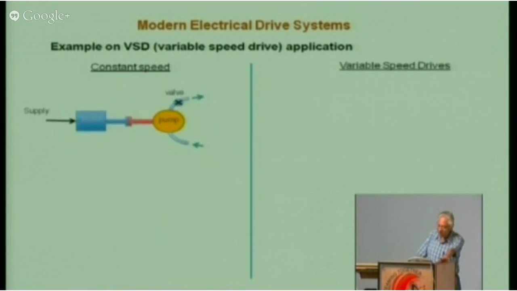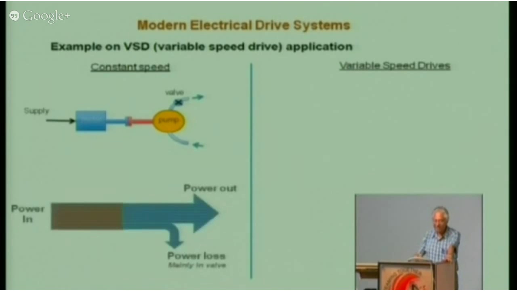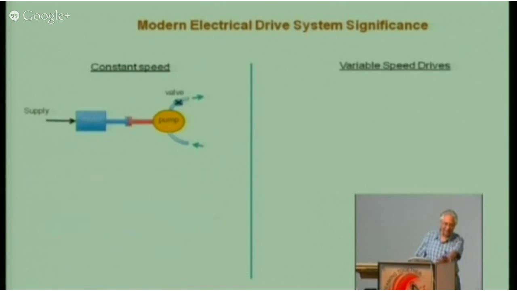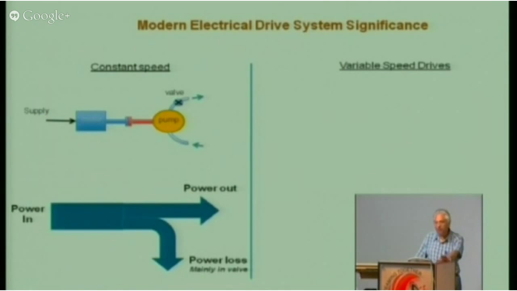If you see the modern electrical drive system, for example VSD, they call it variable speed drive application. So constant speed and variable speed drive. We are trying to know what is the advantage when you have a constant speed and when you have a variable speed. In constant speed, you find that the supply is given to the motor, and normally we connect it to a pump. Suppose we have a pump connected to it and we want to control it. How do we do it? We place a valve in it.